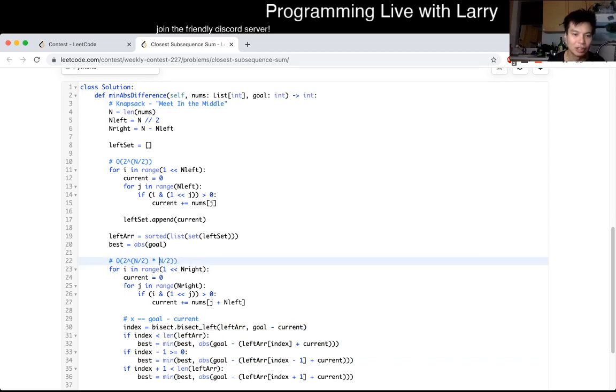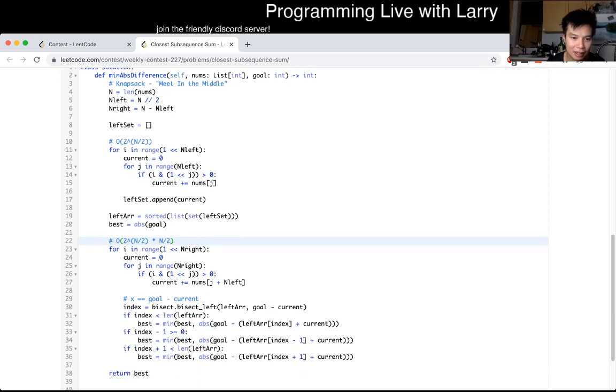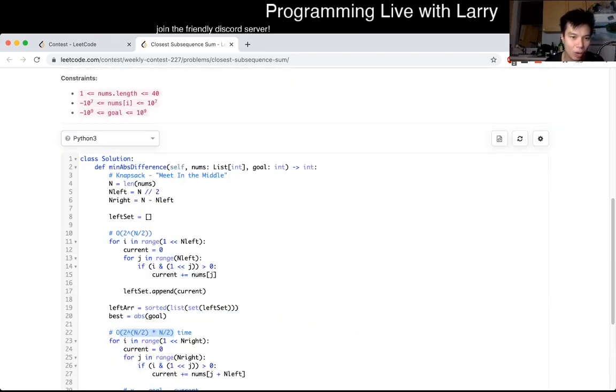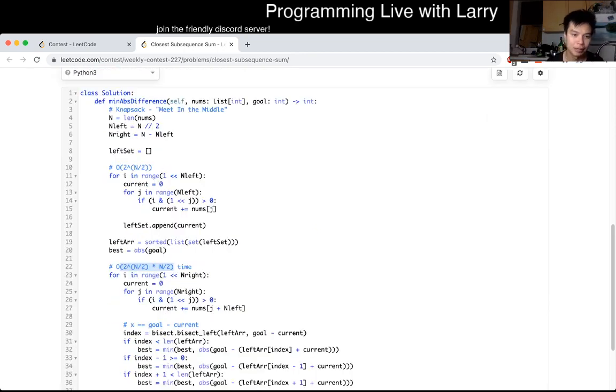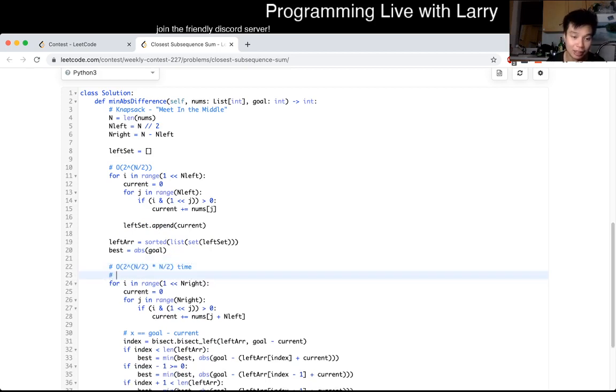N over 2. So that's basically the complexity of this. And in terms of running time, because log of 2 to the k is equal to k, so this is the n running time of this. And given that n is equal to 40, this is about 20 million, which apparently is a little bit too slow for this problem, at least in Python and C++, but in Java it should be okay, or it was okay for me.